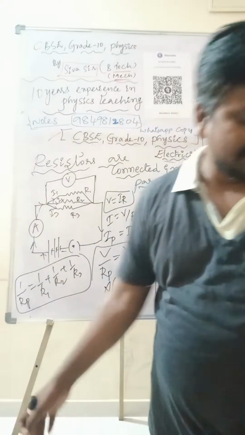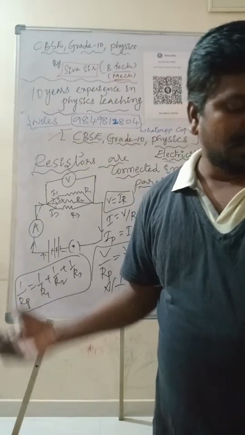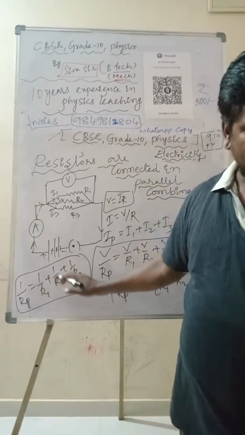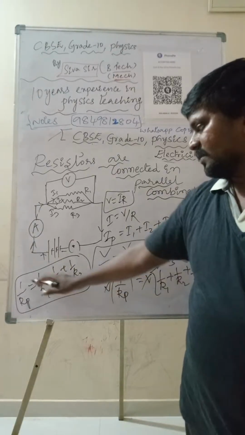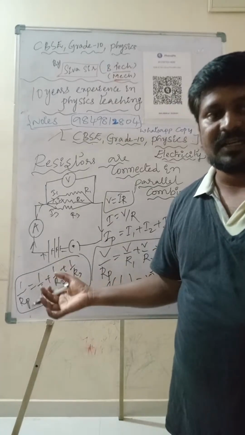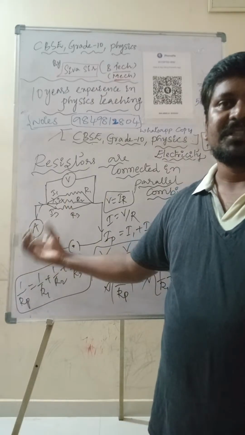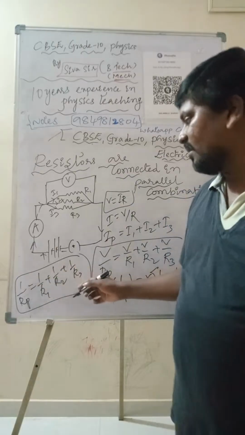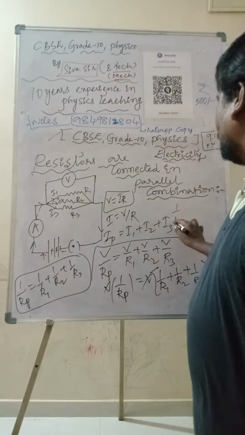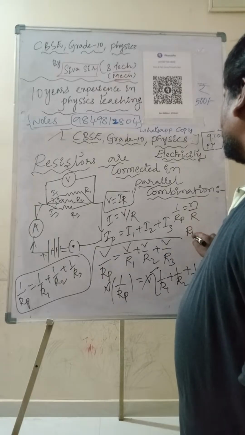This gives the effective resistance, equivalent resistance, or total resistance. 1 by RP equals 1 by R1 plus 1 by R2 plus 1 by R3. If n number of resistors, each of resistance R, are connected in parallel combination, then 1 by RP equals n by R, so RP equals R by n.